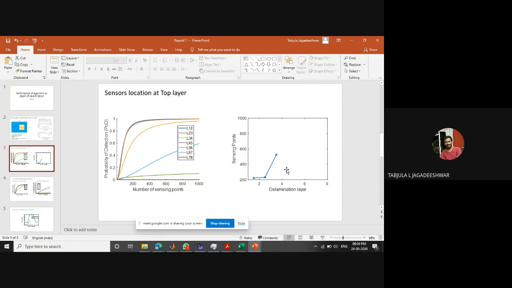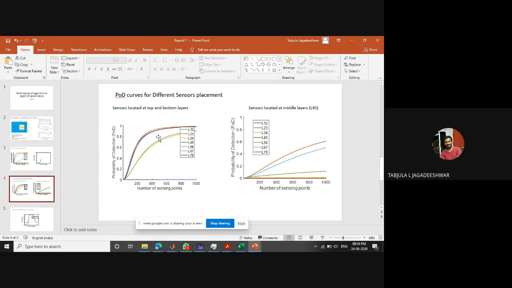So in order to improve the performance for different layers, we proposed two things. First, we paste the sensors on the top side and bottom side. That is one set of placement. Another set of placement is, instead of keeping them on top and bottom, we can paste them in the middle layer, that means in between layer 4 and 5. During the stacking sequence itself, before the curing process, while laying the layers, we can paste the sensors there.